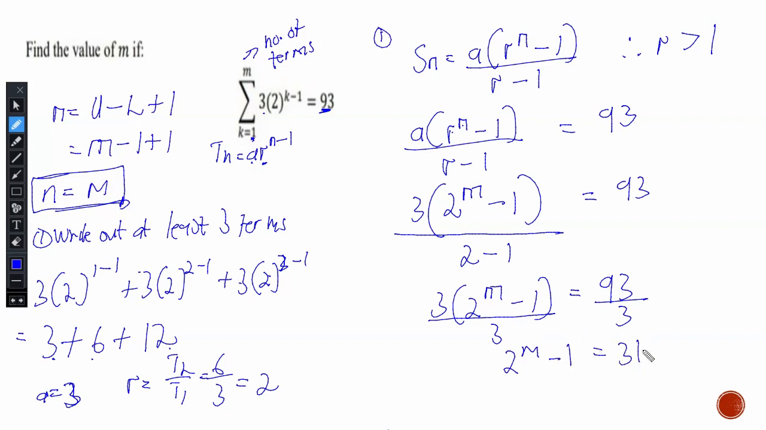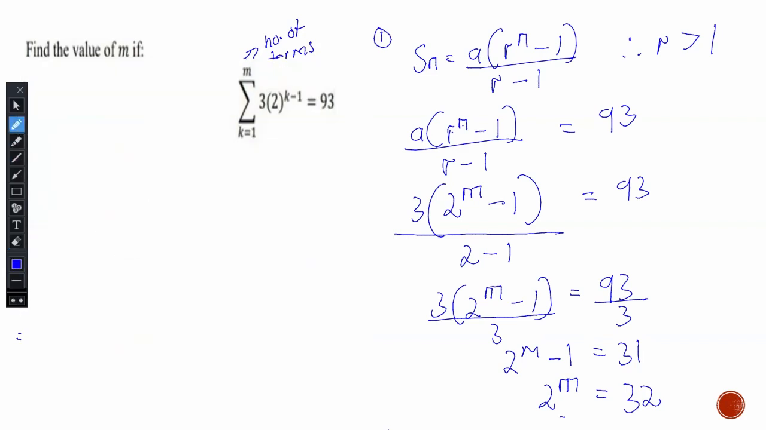Now, if you take the negative 1 over to this side, you'll have 2 to the exponent of m equals 32. So now you are supposed to write the 32 in exponential form, and it must have base 2 so that you can apply the law that says if the bases in an equation are the same, you can drop the exponents. So 2 to the exponent of m equals, with 32 written as 2 to the exponent of 5. Now the bases are the same, which means you can drop the exponent. Your m is equal to 5.